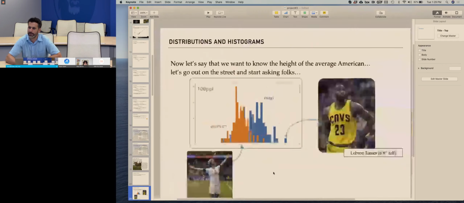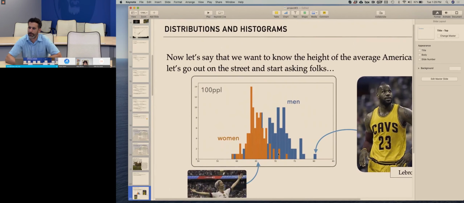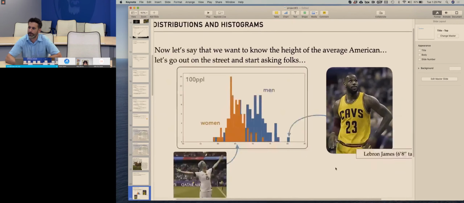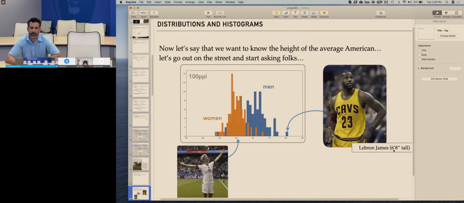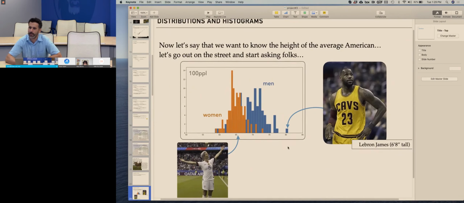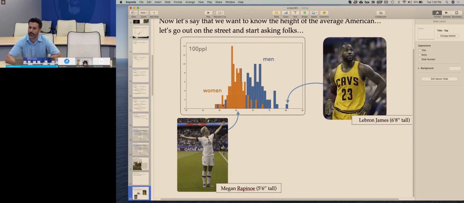And so within this sample, I managed to get some people that are very tall, comparable to LeBron James, who is roughly 6 feet 8 inches. So he's a famous basketball player. And then on the women's side, I find people of all sorts of different heights. I don't get somebody as tall as LeBron James among the women, but I have several people.